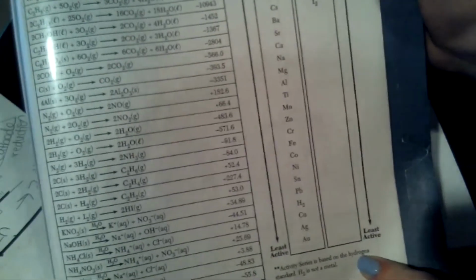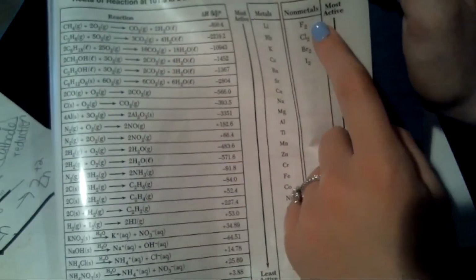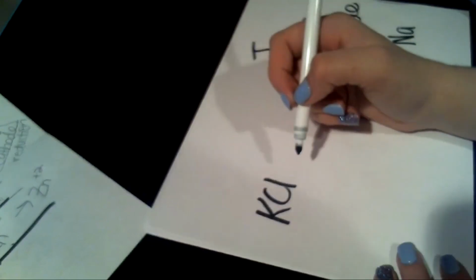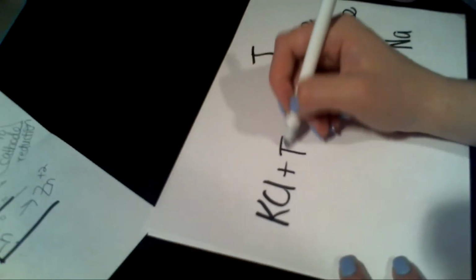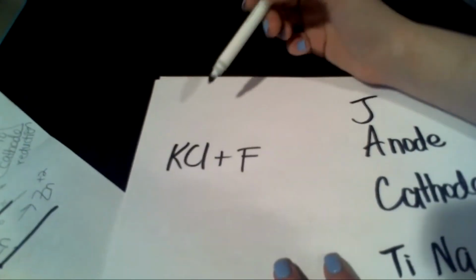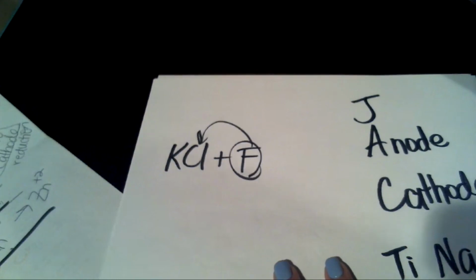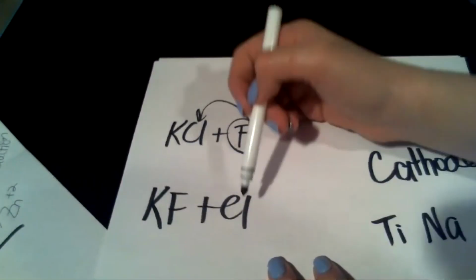Same thing with table J. You can also use this to figure out if a single replacement is going to happen or not. If it is higher on table J, then it will kick other elements out. So if I had, let's say, KCl and, I don't know, fluorine. Fluorine is higher than chlorine, so fluorine will come in and kick off the chlorine for a single replacement.